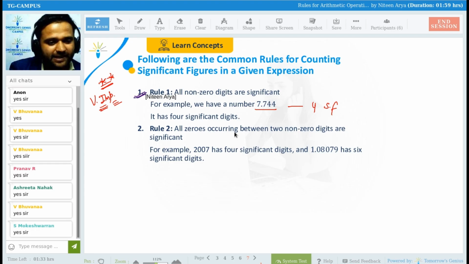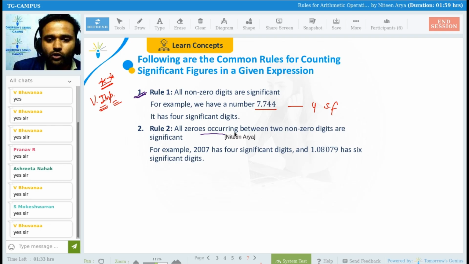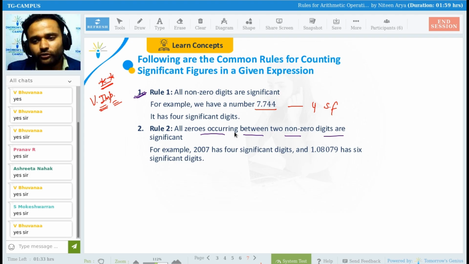This is rule number 1. Very simple. All the non-zero digits are significant figures. Nothing as such. It has 4 significant figures. Clear it out. Rule number 2. All zeros occurring between 2 non-zero digits. Why are we saying this? For example, you are automatically going to understand.